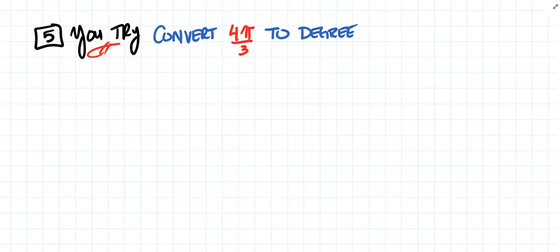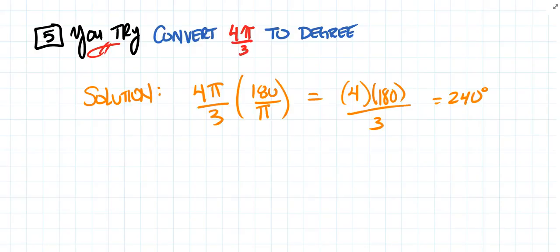Okay, finally you try it. Take 4 pi over 3 and make it into a degree. Hopefully you got the right answer of 240 degrees.